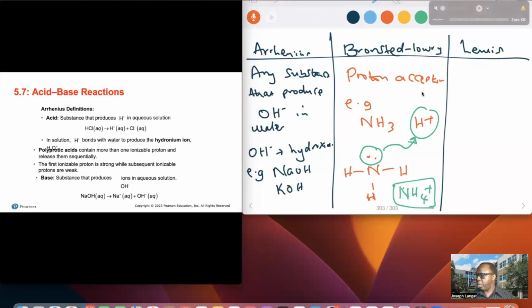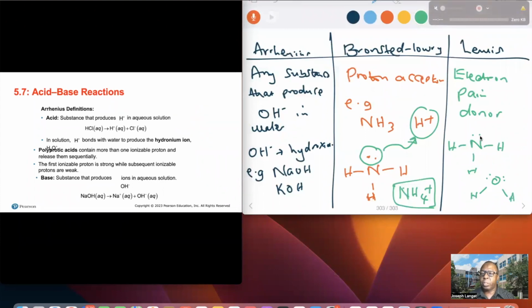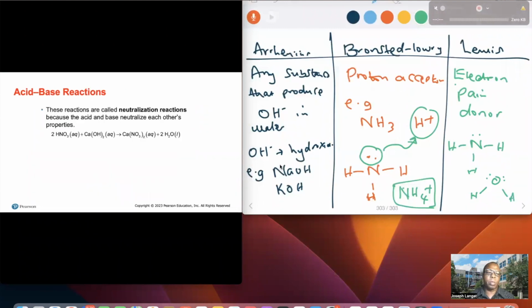And then this Lewis base is an electron pair donor. This can be anything with 2 electrons that it can donate, or even H2O. There are 2 pairs of electrons there. You look at the pairs of electrons for this to be a Lewis base. You have to divide according to the number of electrons.